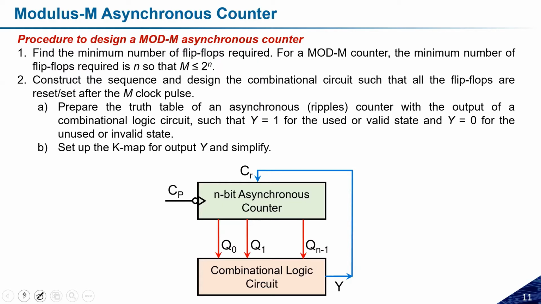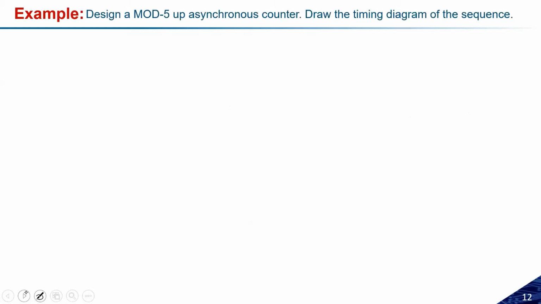As of now we have not followed any procedure. We just checked which state is not desirable, and accordingly connected a logic gate that can clear the output. But if I have to follow some procedure, how could it be done? Let us take an example: design a mod 5 asynchronous counter and also draw the timing diagram of the sequence. We have already designed this mod 5 counter without following any procedure, but let us follow the procedure and design the mod 5 asynchronous counter.